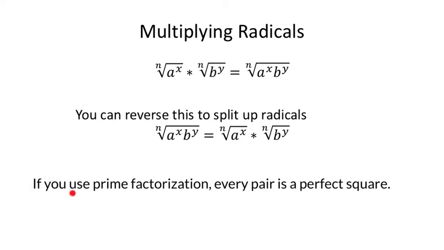If you use prime factorization, every pair would be a perfect square, or every triple would be a perfect cube, if that makes sense. If it doesn't, that's okay. We're going to see some examples. But from those, that's what we're splitting up here.